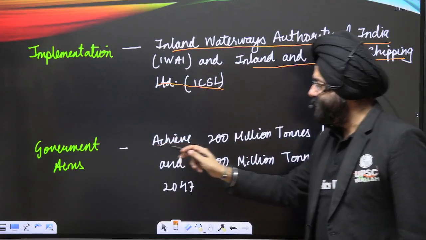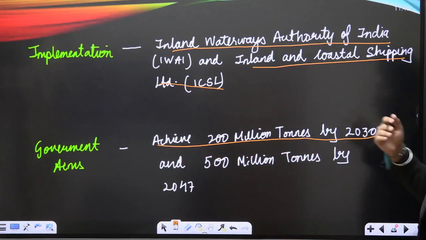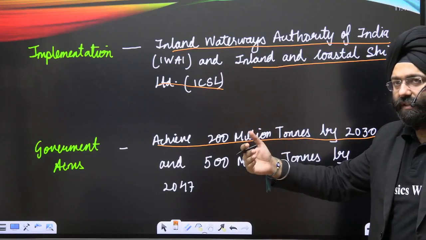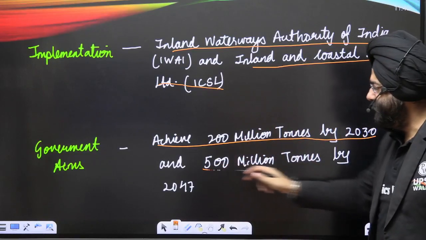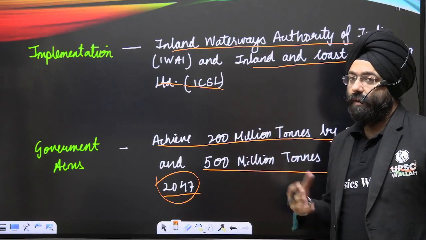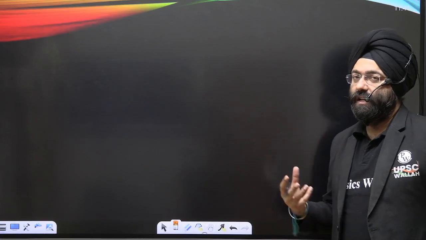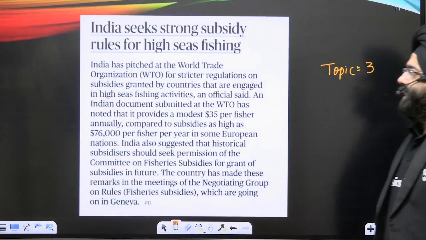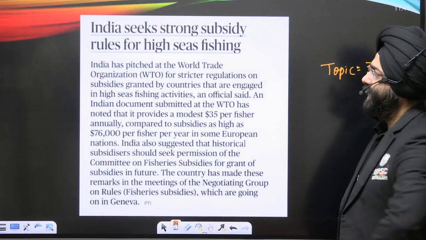The government aims to achieve 200 million tons of cargo transport via the inland waterways by 2030 and 500 million tons by 2047. 2047 is the year by which we are aiming to achieve the state of a developed India, that is Viksit Bharat. Next, India seeks strong subsidy rules for high sea fishing.